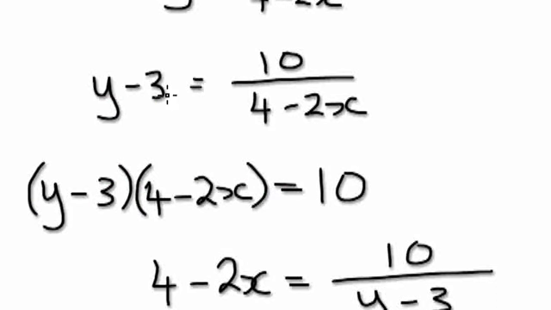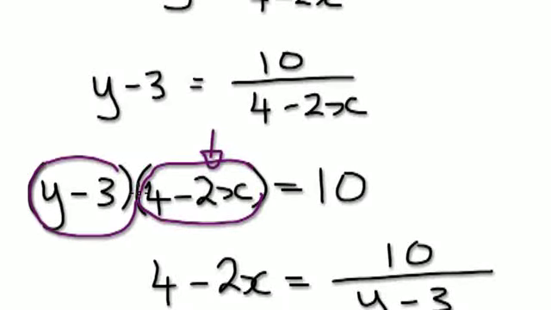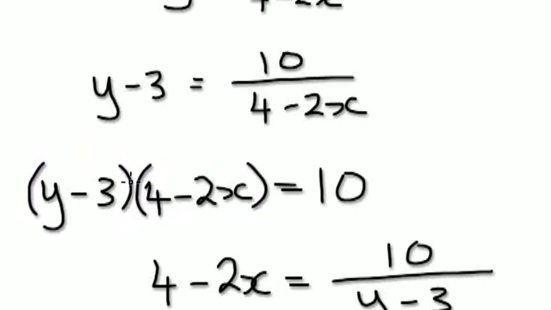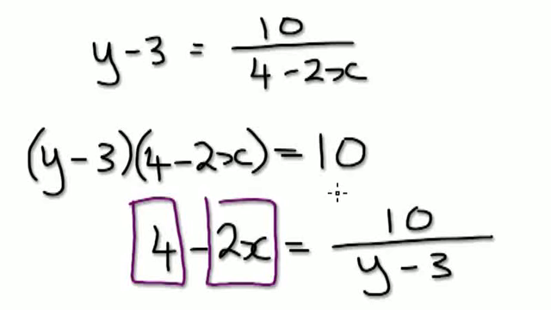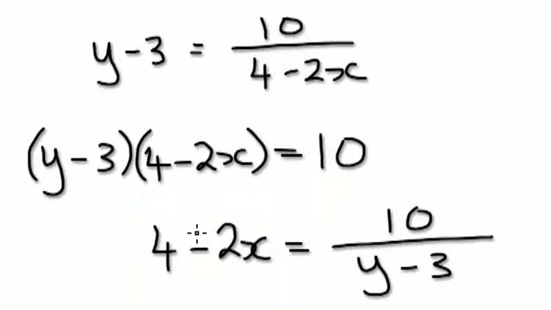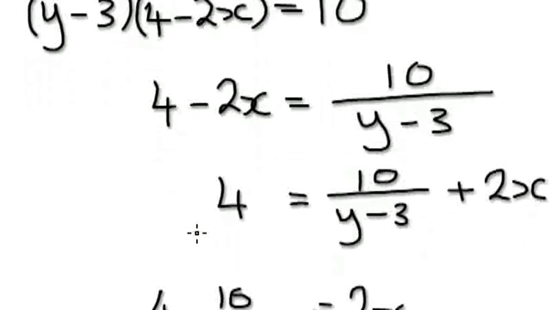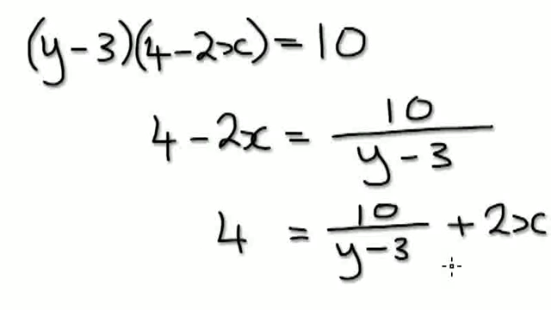Okay, and then keep an eye on x. X is stuck in this bubble here, so divide both sides by this bubble. So you have this. Again keep an eye on x. Currently you've got this minusing this. At the moment x is a minus here, so the next step is to add 2x to both sides. So you have this here.